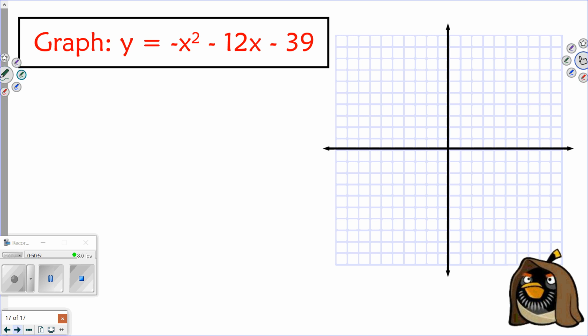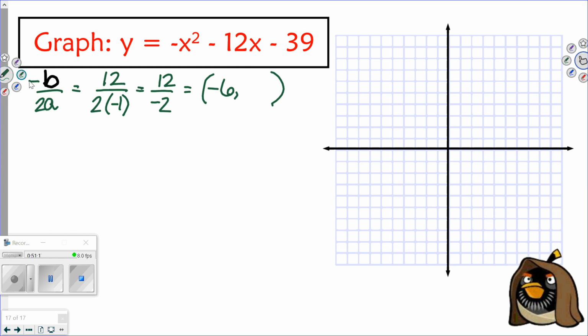You guys want to try this one on your own? No? Okay. All right. I'll do it with you. So vertex first, right? Negative b over 2a. Good. 12 over 2 times negative 1. So 12 over negative 2, which is negative 6.